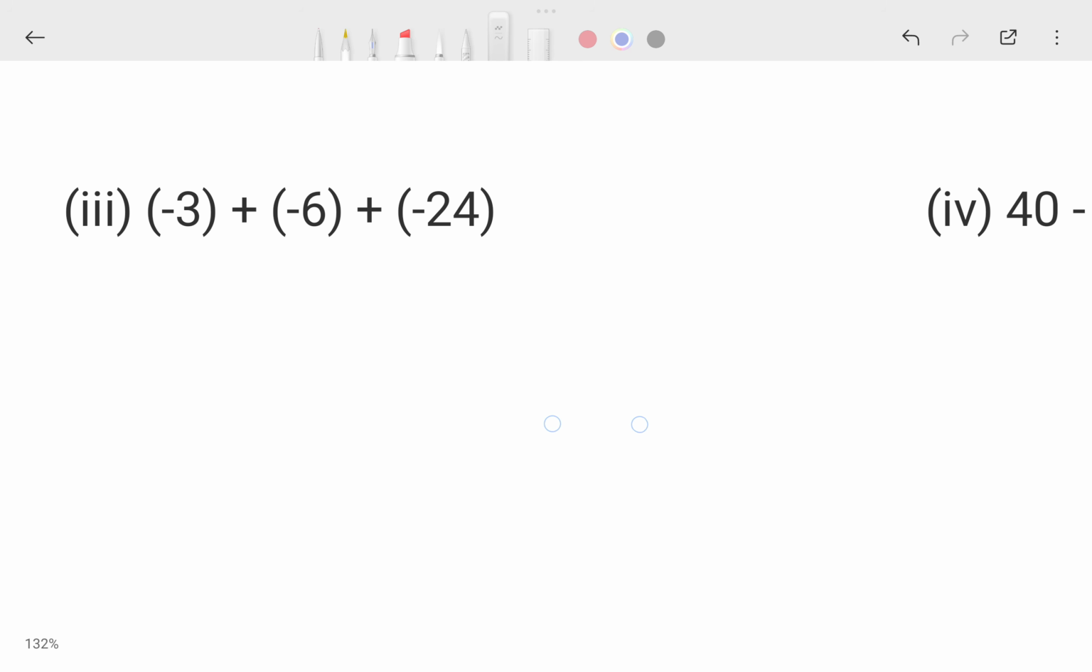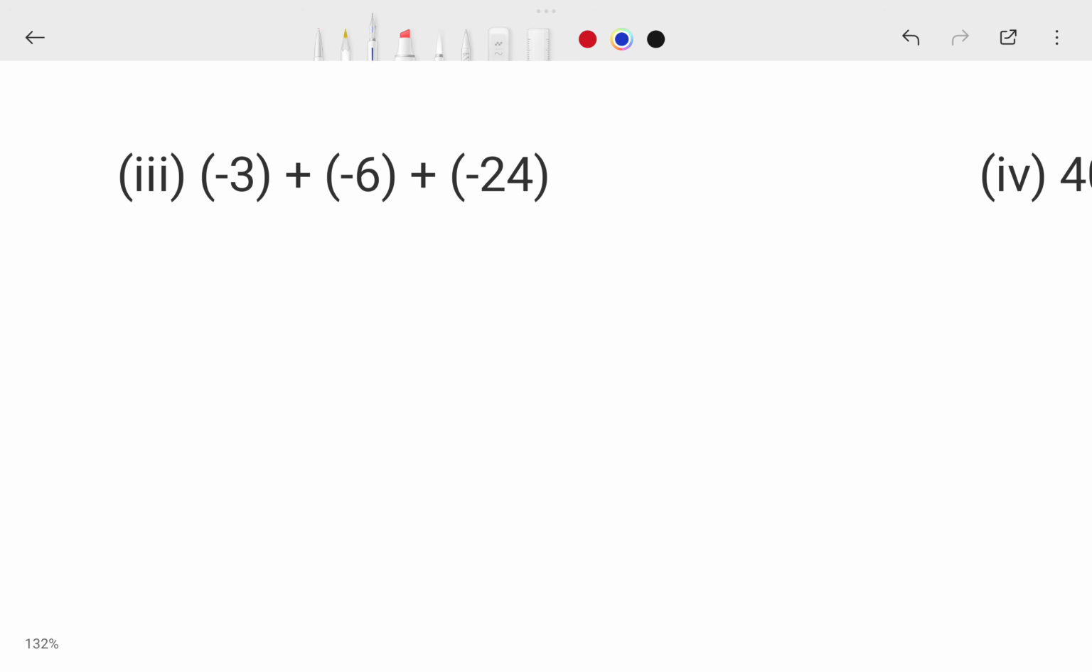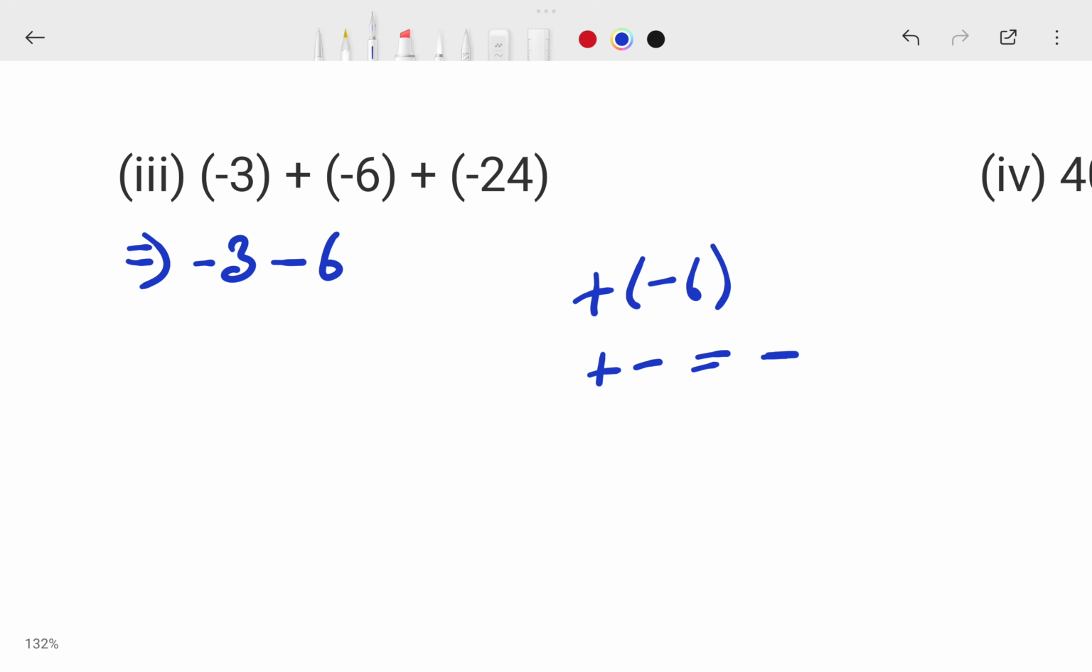Okay, right, so again, the third question we have to do. Focus here. So in this third question, what will happen? It is telling that we have minus 3, then it is telling this plus or minus 6 here. Okay, here if you see, plus or minus is always minus, so it means that it is going to be minus 6. Then again here, this is given plus or minus 24, so plus or minus is always minus, so the answer is minus 24.